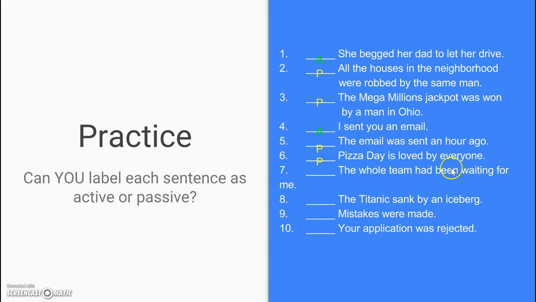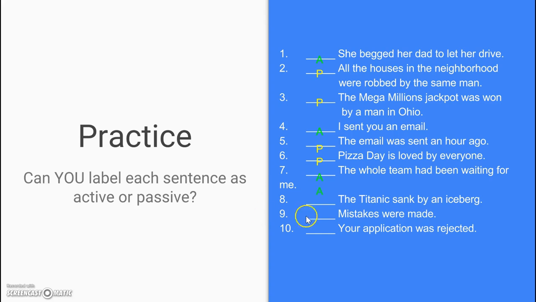Number 7, "The whole team had been waiting for me." Now, this is also kind of a trick. "Had been waiting" is a form of past tense. Just because it has a being verb in it doesn't automatically make it passive. The whole team in the past tense was doing the waiting for whom? For me. So this is active even though it's got a being verb in it. Number 8, "The Titanic sank by an iceberg." Now, this is a location word. This is a prepositional phrase. So even though there's the word "by" here, it's active.